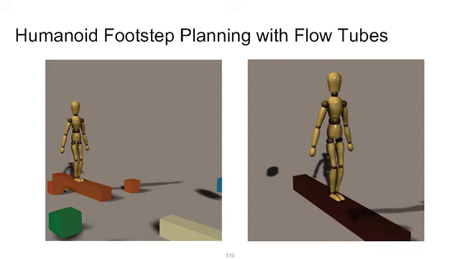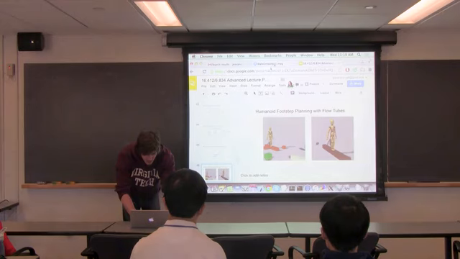So this was the humanoid footstep planning that we saw previously, and now you understand how the feet are planned to go to each of the blocks. Let's see if I can get a video.